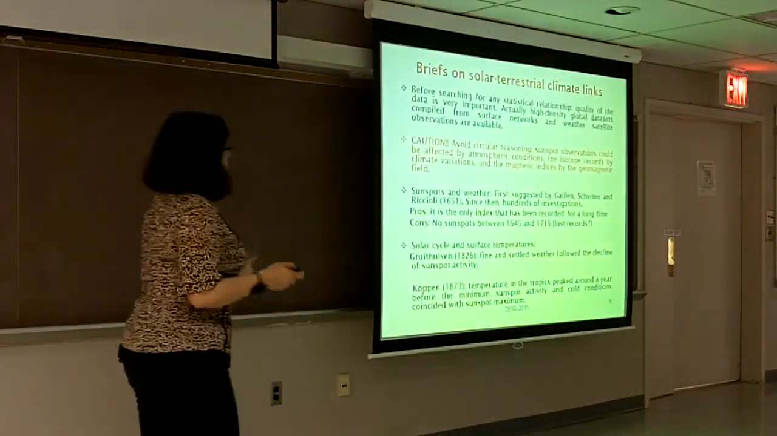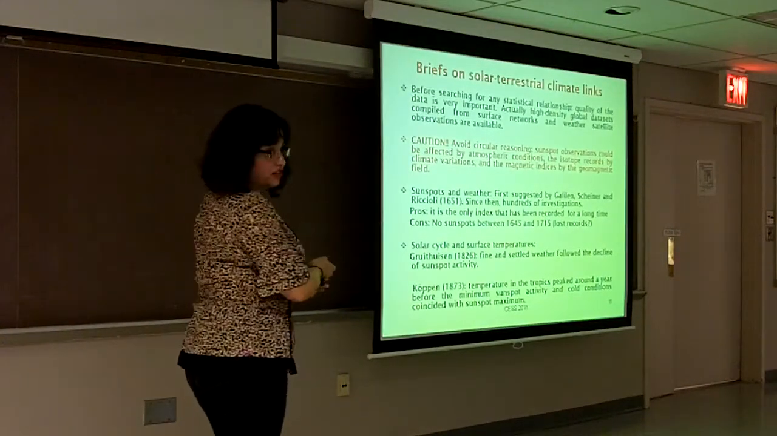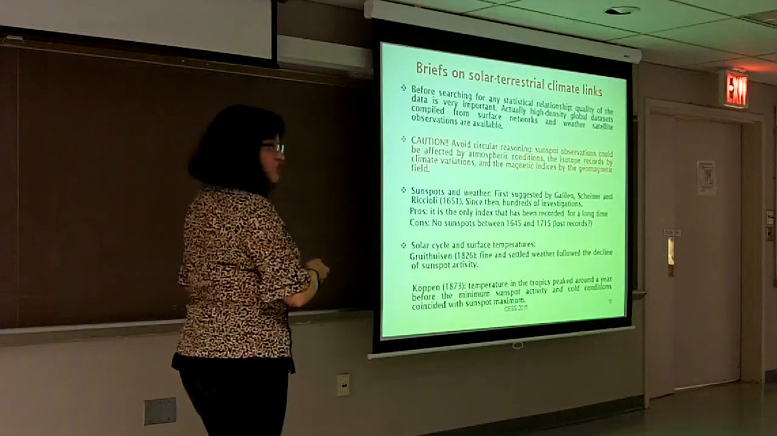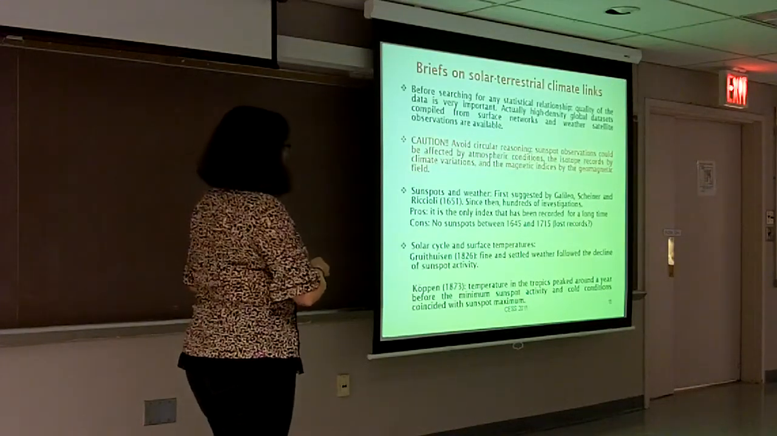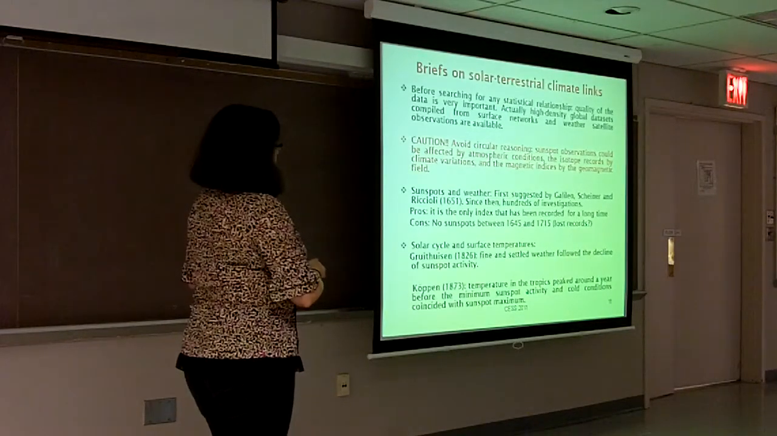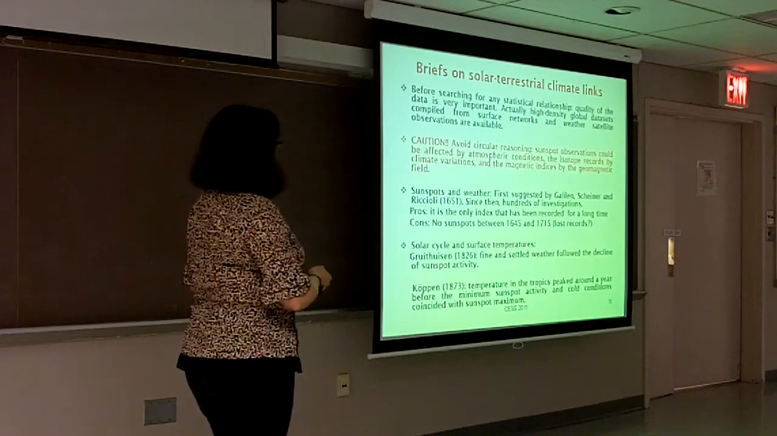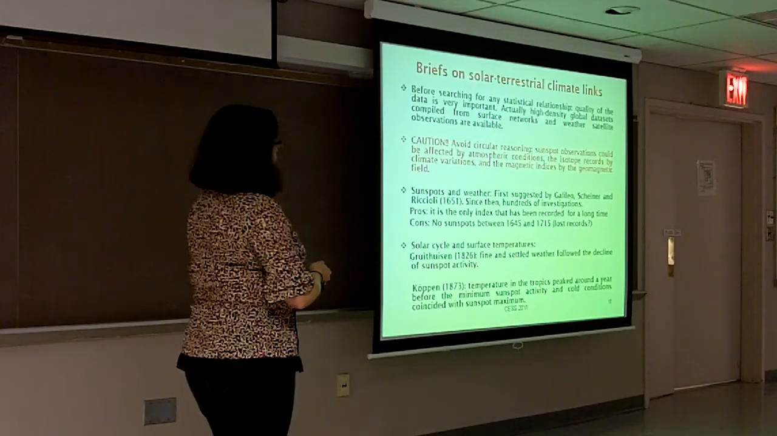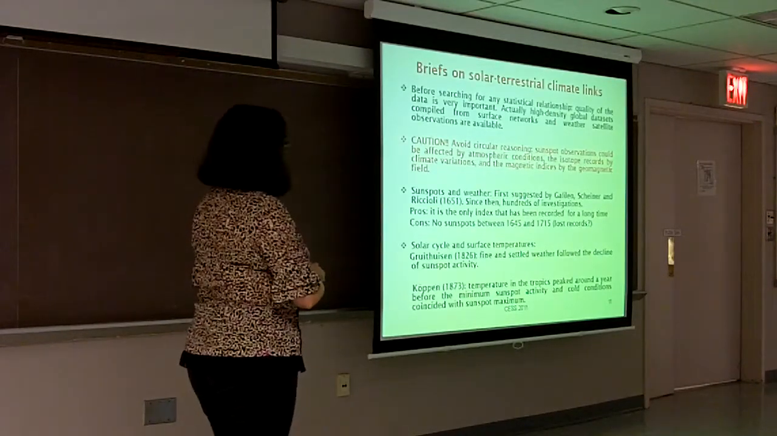So some briefs about the solar terrestrial climate links. Before searching for any statistical relationship, the quality of the data that you are analyzing is really, really important. Actually, because of the existence of surface networks and weather satellite observations, you can have high density global data sets to analyze, so this is an important thing to do.